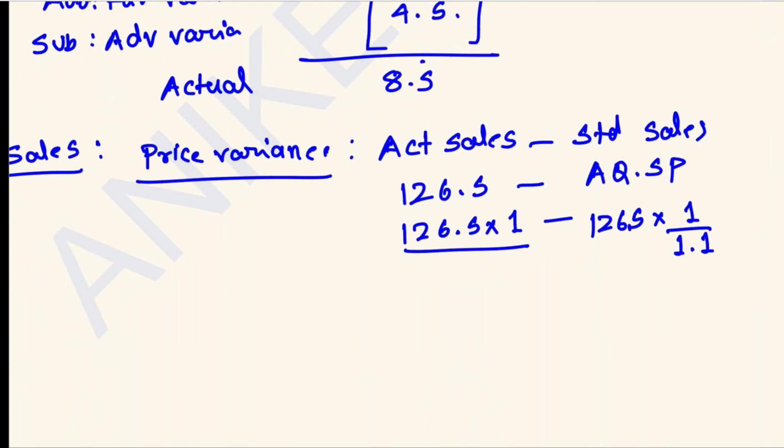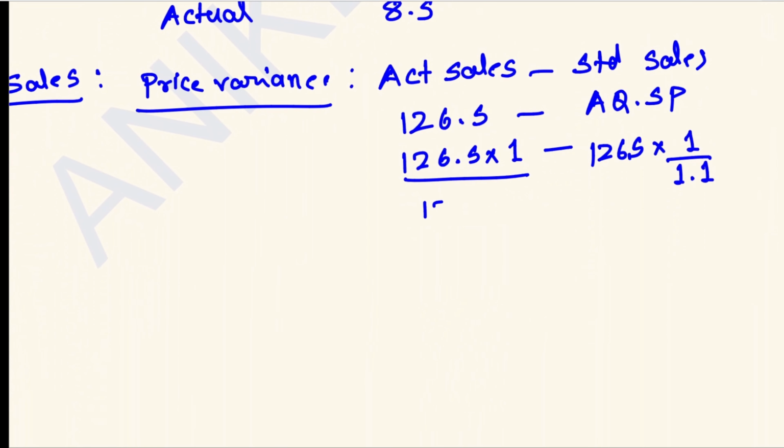So this will come how much? 126.5 minus 126.5 divided by 1.1, that is 115. So 126.5 minus 115 is equal to 11.5. So this is my price variance.